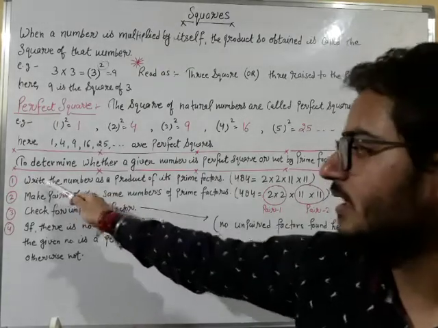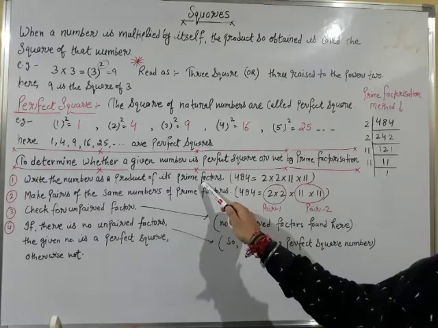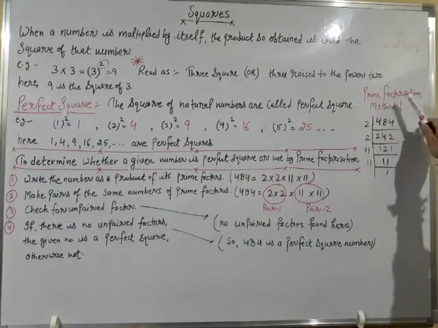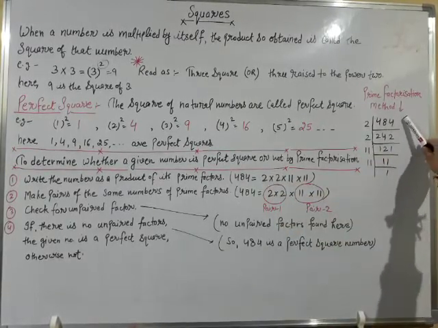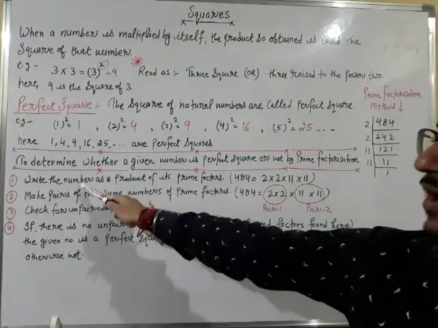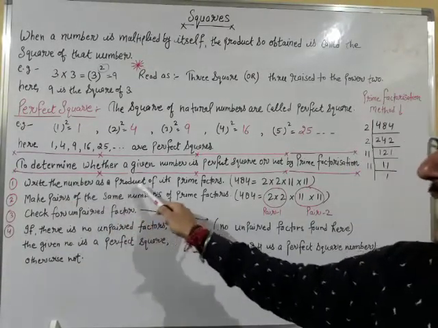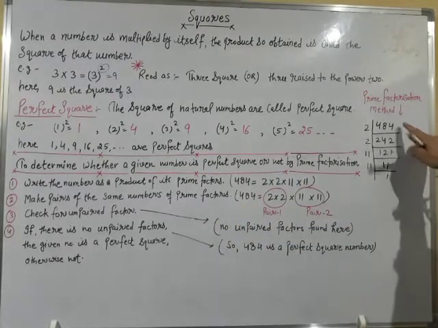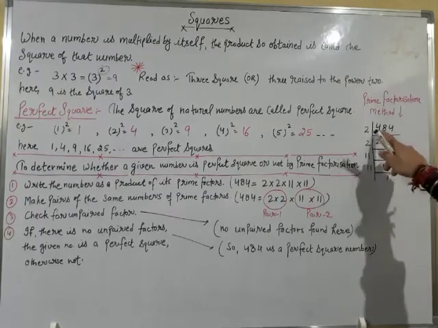Step number 1. Write the number as a product of its prime factors. I have taken one example. We are checking whether 484 is a perfect square or not. So according to our first step, write the number as a product of its prime factors. So we need to find the prime factors of 484 first.